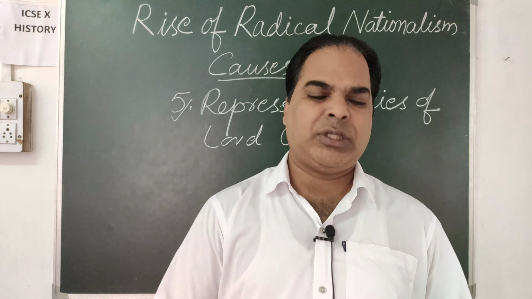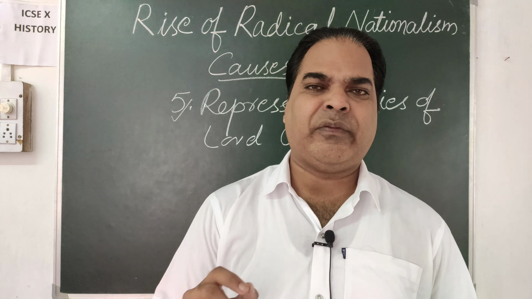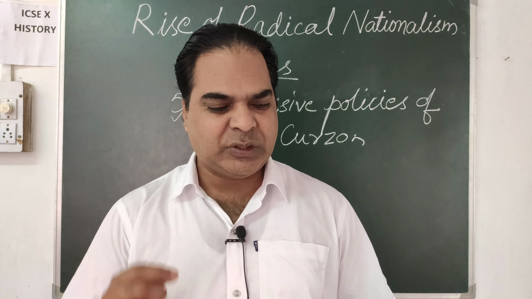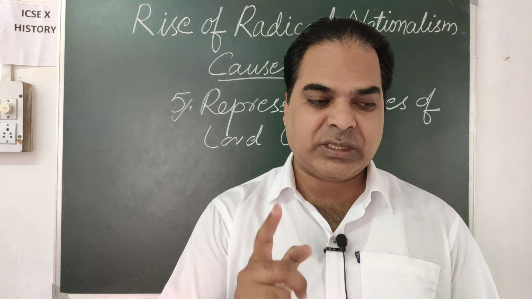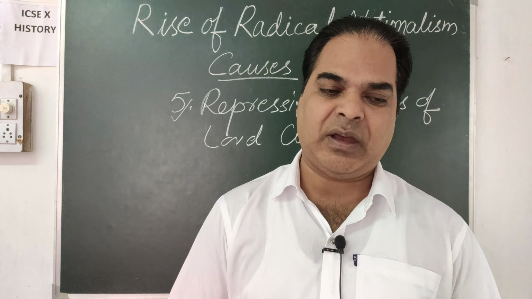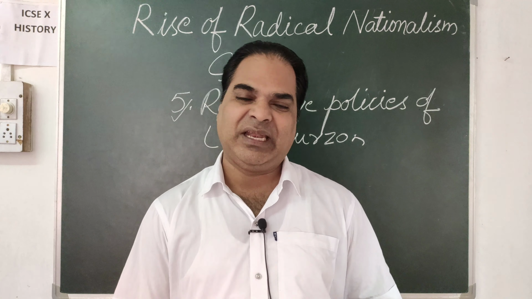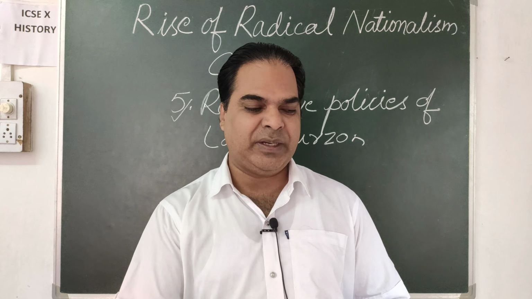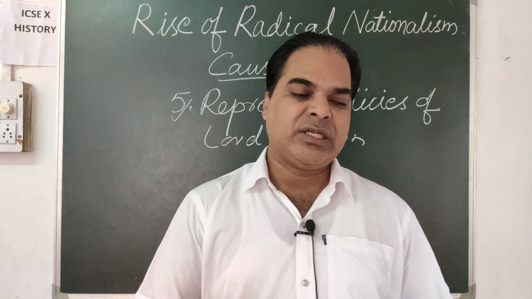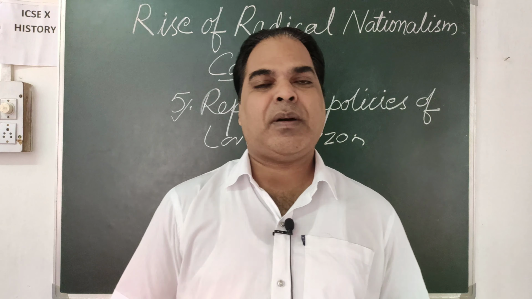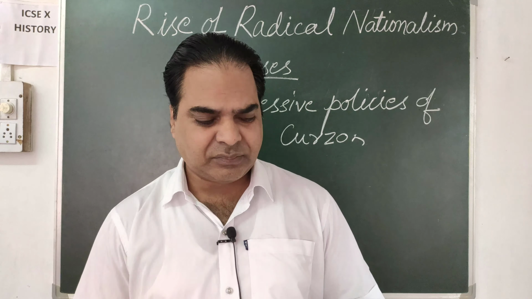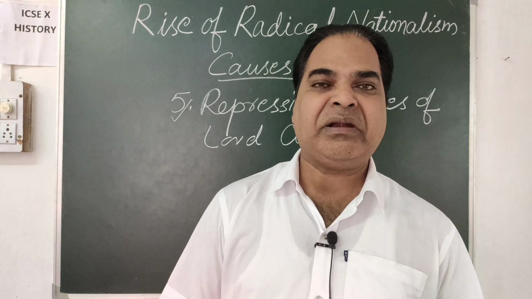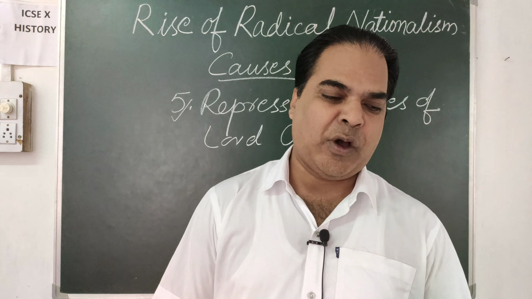He did not want to grant any kind of freedom to the Indians. His one point agenda was to crush the growing demand for self-government or self-rule by the Indians. His main motive was to crush the nationalistic spirit. Some of the repressive policies: when he became the viceroy, the first thing he did, in 1899, was to come out with the Calcutta Corporation Act.